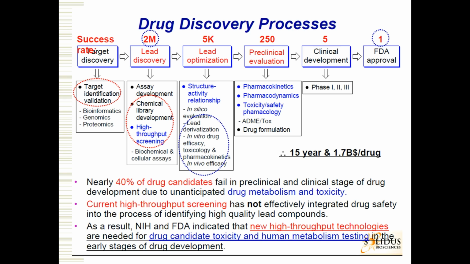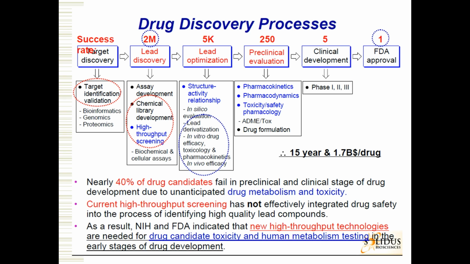Then lead optimization, structure activity relationships, then the preclinical evaluation, especially the pharmacokinetic and pharmacodynamic studies, with also the toxicity and safety pharmacology, that's ADME: absorption, distribution, metabolism and elimination. And also the drug formulations can be done. Clinical development, that's phase 1, phase 2 and phase 3. Later it leads to the FDA approval. Finally, FDA approval is there.